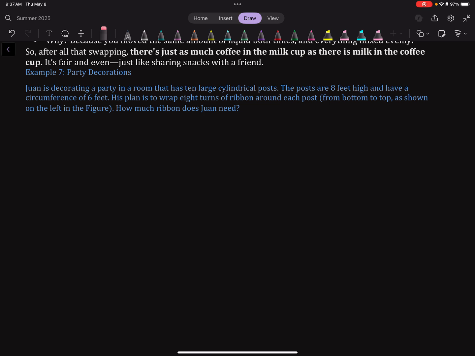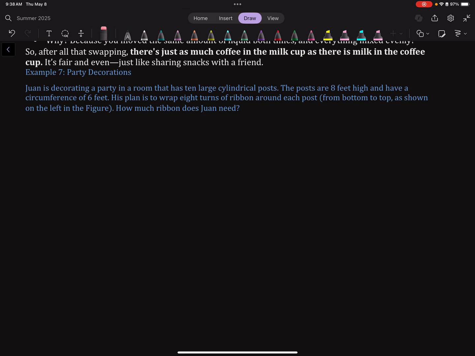Alright, let's actually do some solving. So, party decorations. Juan is decorating a party in a room that has 10 large cylinder posts. The posts are 8 feet high and have a circumference of 6 feet. His plan is to wrap 8 turns of ribbon around each post from bottom to top as shown.